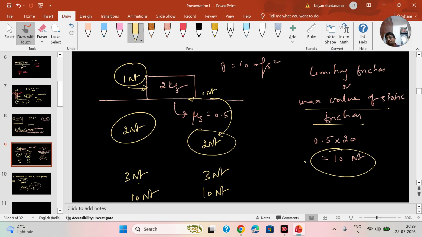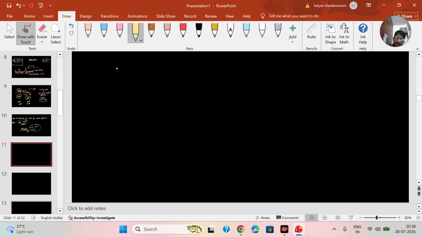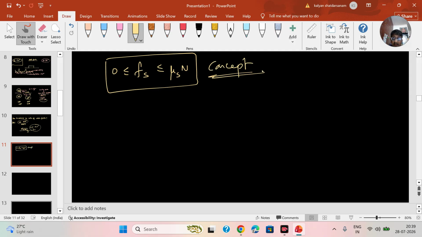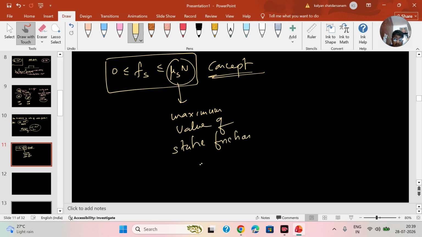So this is the whole idea. What is the concept if I put it? My static friction will lie between 0 and the maximum value mu S n. This is the concept. The concept is the inequality here, not equality. That is the problem with static friction. The concept of static friction is an inequality. Static friction always lies between 0 and its maximum value called limiting friction. This is the maximum value of static friction, also called limiting friction.